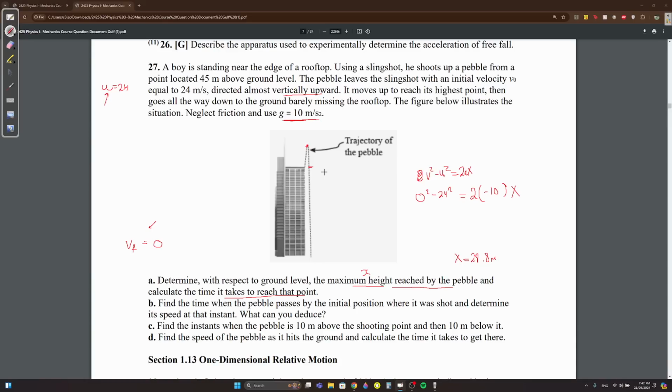So please be prepared to solve a type of question like this. Question 27. He got this in the physics regional. He got a question from the course revision in the computer part. So find the time. Let's see.